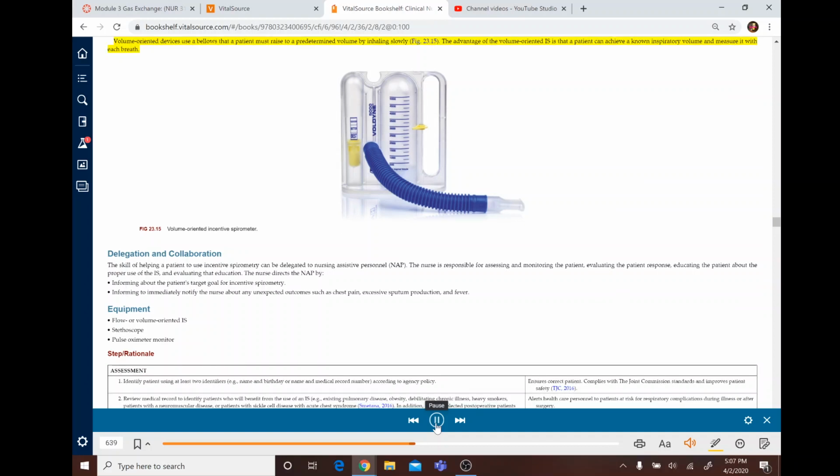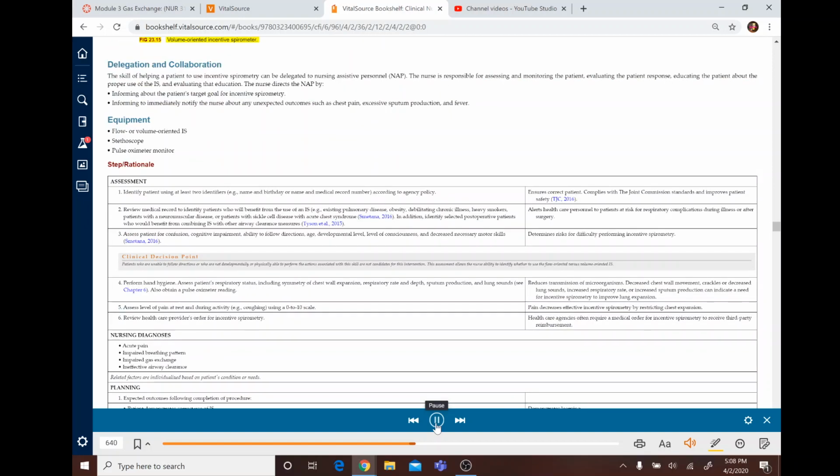Volume-oriented devices use a bellows that a patient must raise to a predetermined volume by inhaling slowly, Fig 23.15. The advantage of the volume-oriented IS is that a patient can achieve a known inspiratory volume and measure it with each breath. Fig 23.15 Volume-oriented incentive spirometer.